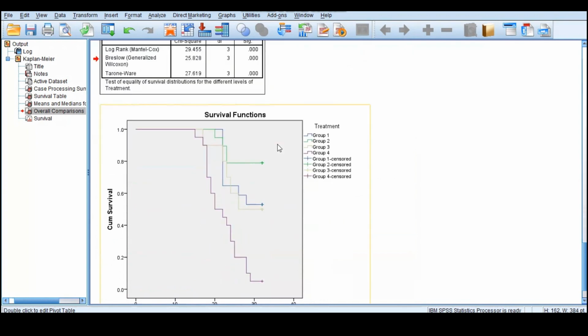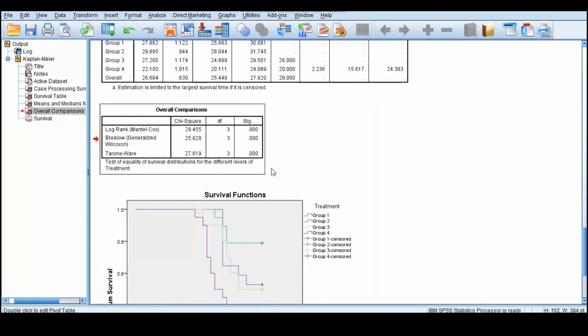Again, the other thing is the survival functions. You can see group 4 here. Group 4 came out the lowest. The green one is group 2. The survivability of group 2 is around 80% for this one. And then you can see group 3 and 2 are almost equal. Group 1 and group 3 are almost equal too, although group 1 is a little bit higher than group 2.